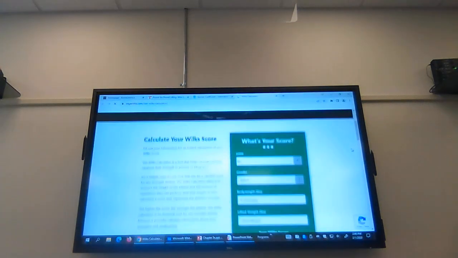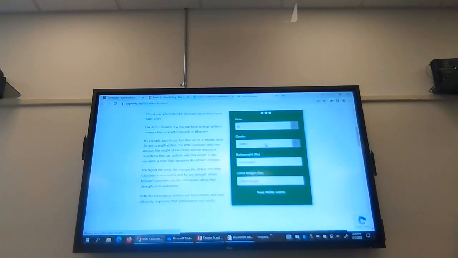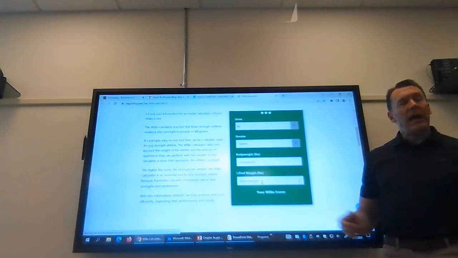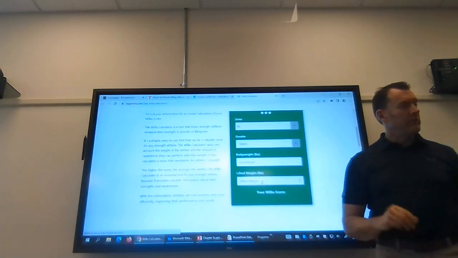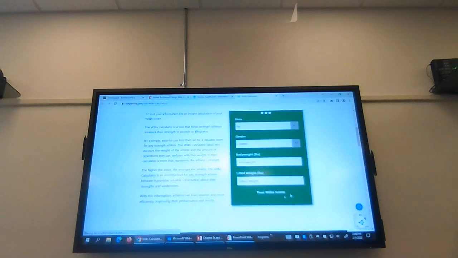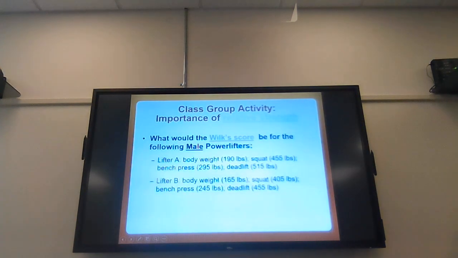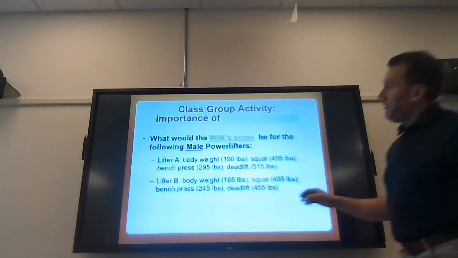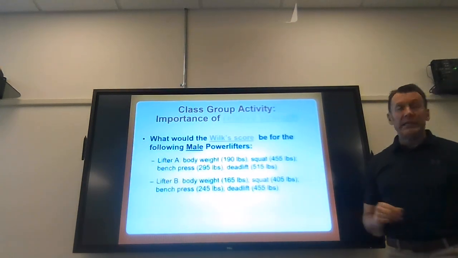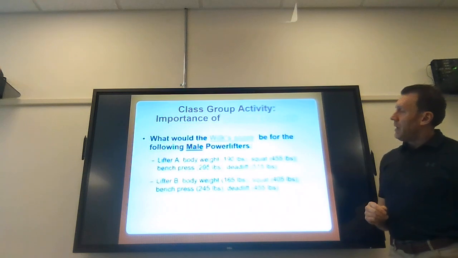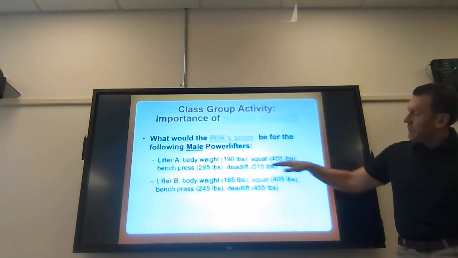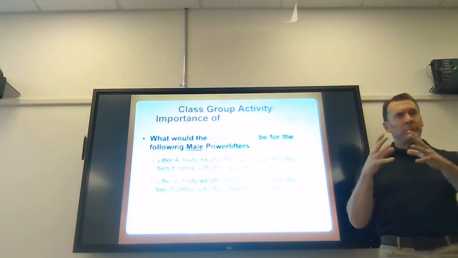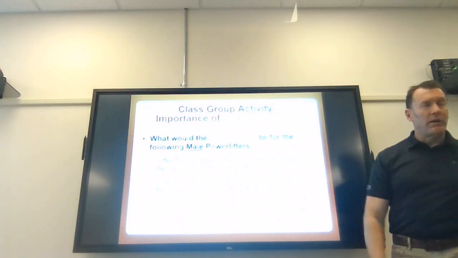And so that's right here, so you can just put in the total. So we'll just go with pounds is fine for the Wilks one, their body weight and their total for the 3 lifts. So you can see right here, lifter A has a body weight of 190 pounds. Their squat is 455, bench press 295, deadlift 515. So you'll add those together, and that's what you'll put into that calculator.